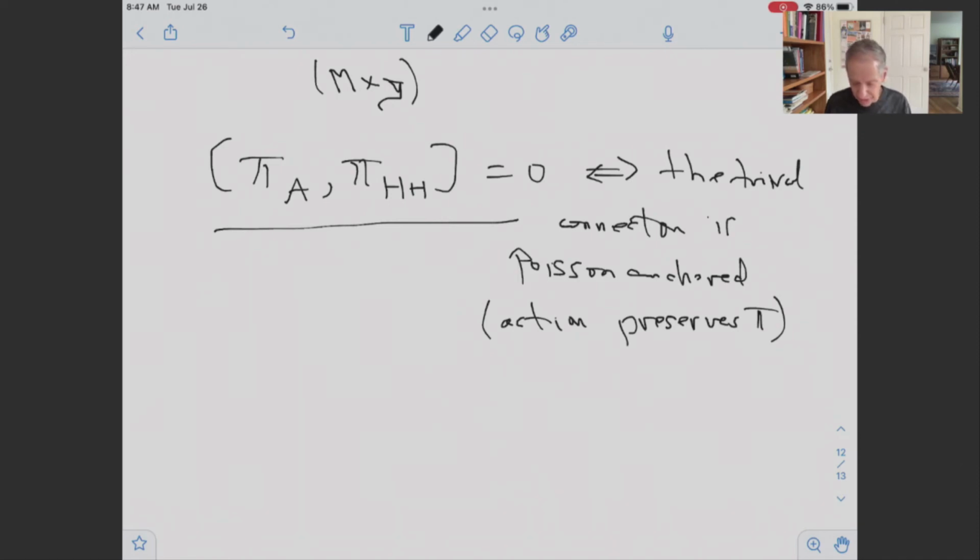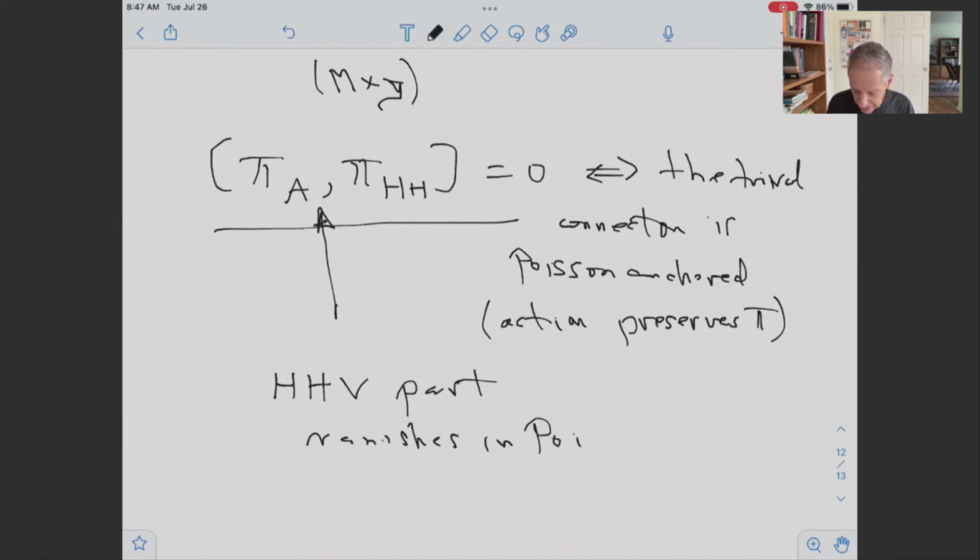In general, if we don't have an anchor, if we don't have an action Lie algebroid, it looks like the HHV part of this bracket here vanishes in the Poisson anchored case.